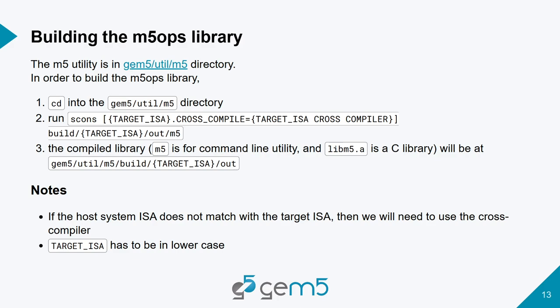The M5 utility is in the gem5 util/m5 directory. In order to build the M5 op library, we need to first cd into the gem5 util/m5 directory and run this scons build/ISA/out/m5 command. We also provide an interface to do a cross compile for the M5 op library. The compiled library can be found under the util/m5/build/ISA/out directory. Note that if the host system ISA does not match the target ISA, we would need to use the cross compiler. And the target ISA option here has to be lowercase.